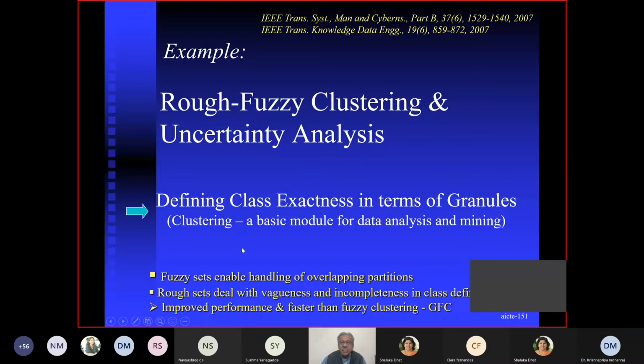Clustering, as I mentioned, is a basic module for data analysis and mining. No one can claim that it is their topic; it is for anybody's topic. Fuzzy sets enable handling of overlapping partitions. Rough sets deal with vagueness and incompleteness in class definition, with improved performance, and are faster than fuzzy clustering. Our objective is to be much faster than fuzzy, so wherever fuzzy clustering has been used, it has an edge.